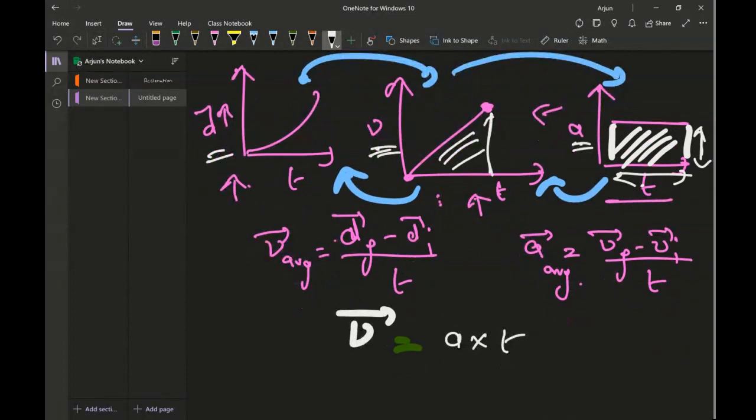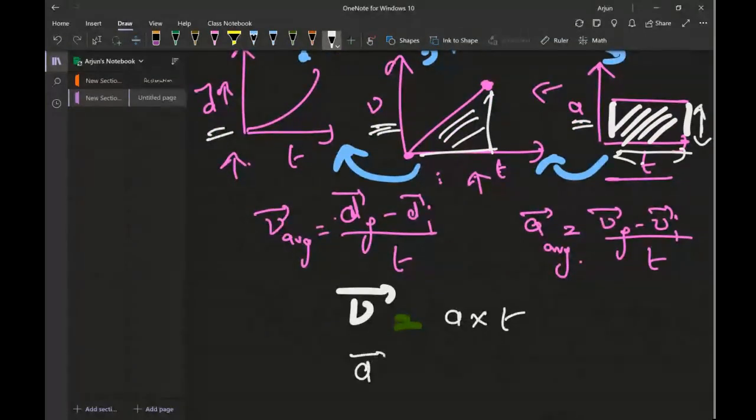This becomes a right angle triangle. So the displacement will be equal to half times height times time. The height, in this case, is the velocity. So this is half times velocity times time. That's how you can find the displacement.